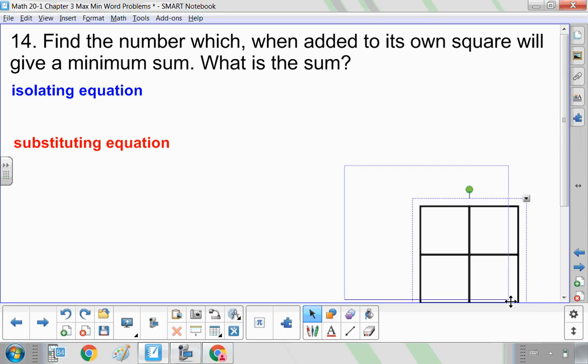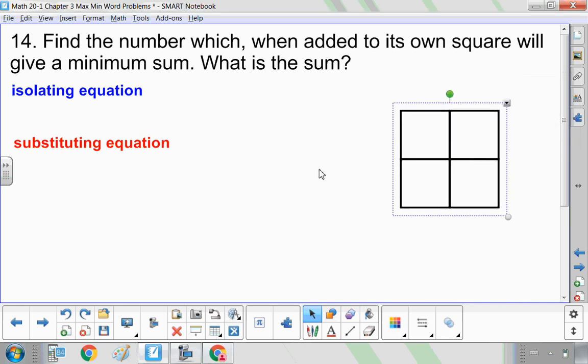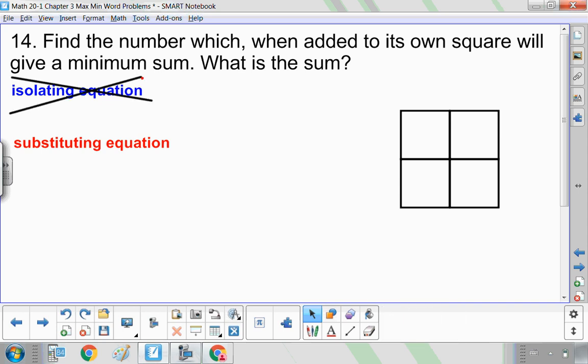Okay, in this question here, I want to find the number which when added to its own square will give a minimum sum. And then I want to know what the sum is. So there is no answer here. So because there's no answer here, there is no isolating equation. So I'm just going to go straight to what my equation is.